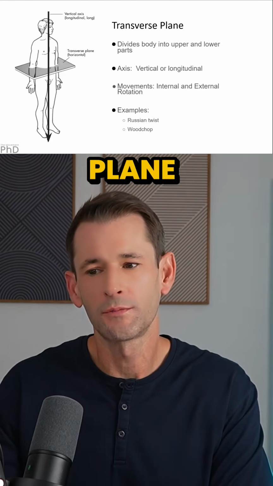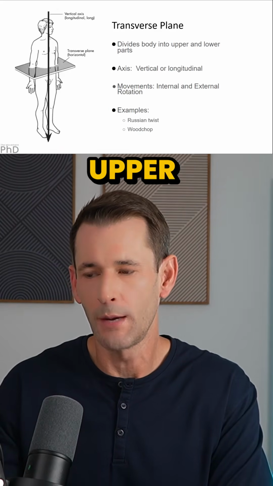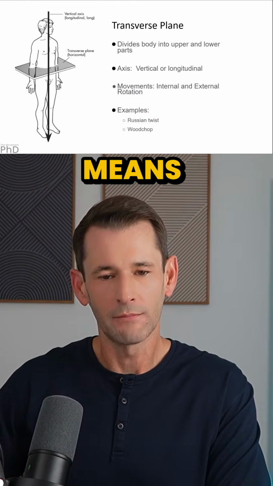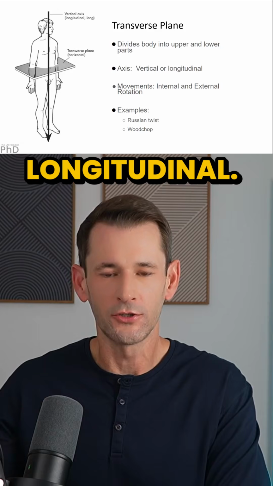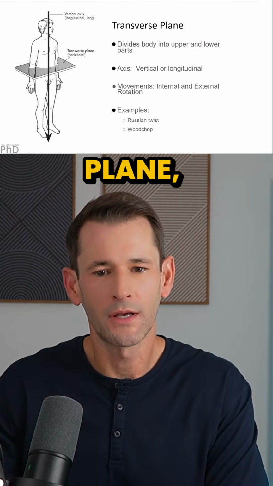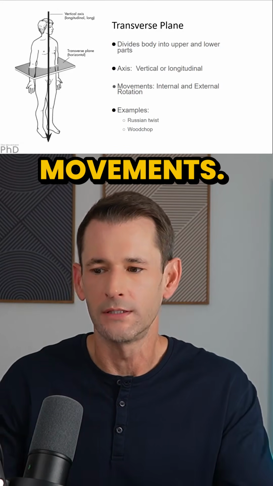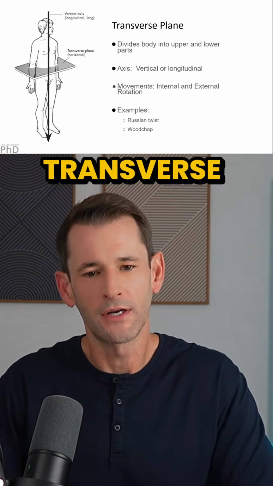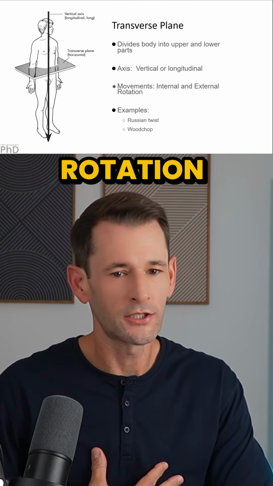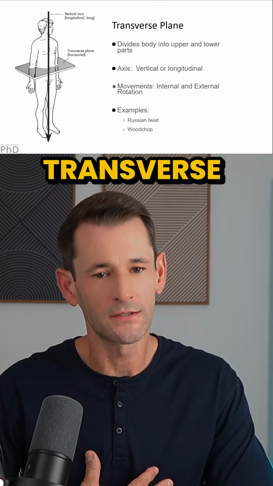So the transverse plane divides the body into an upper and a lower part. That means the axis for this has to be vertical or longitudinal. Movements that occur in the transverse plane, these are our rotational movements. Internal, external rotation of the shoulder is an example of a transverse plane movement. Rotation of the trunk is also transverse plane movement.